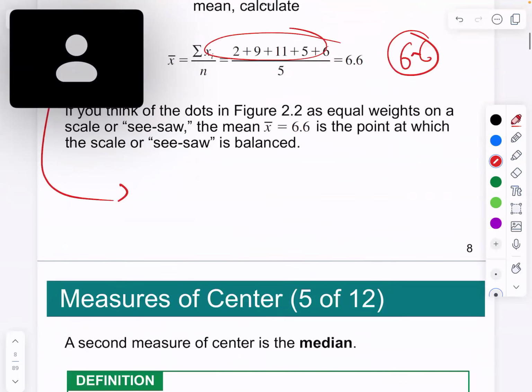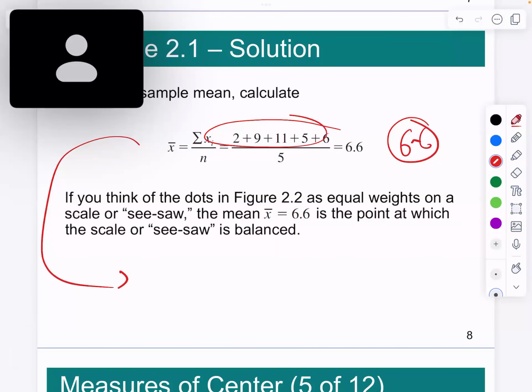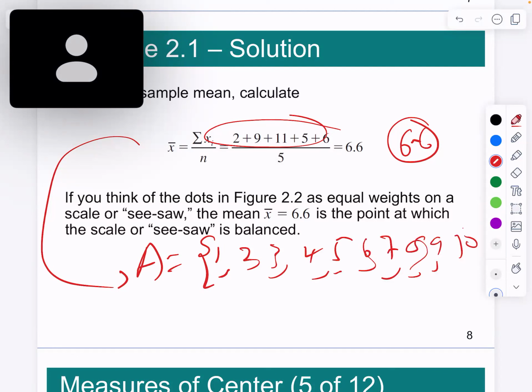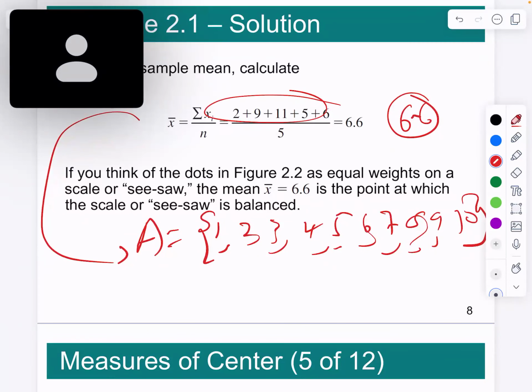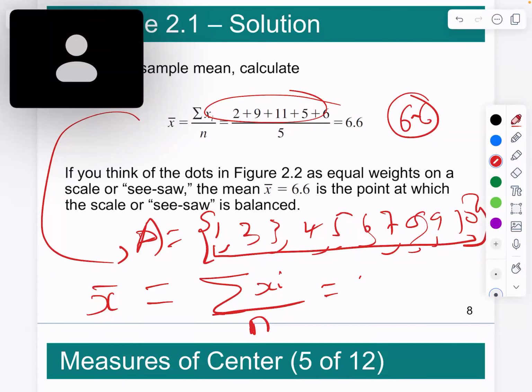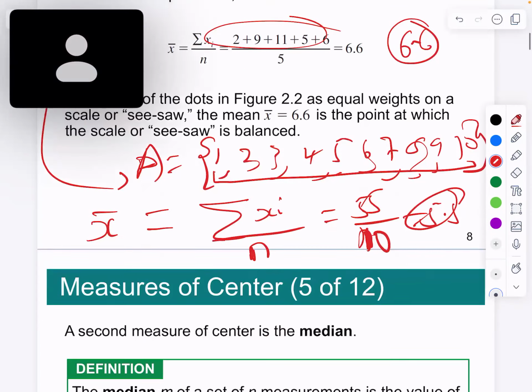Now, the mean is quite straightforward to calculate. For instance, if you have another set, 1, 2, 3, 4, 5, 6, 7, 8, 9, 10, that's 10 numbers. The mean of this is x bar equals the sum of all the numbers, the sum of xi, over n. If you add up all these numbers, you get 55. And how many of them are there? 10. So 55 divided by 10 is 5.5. That is the mean.